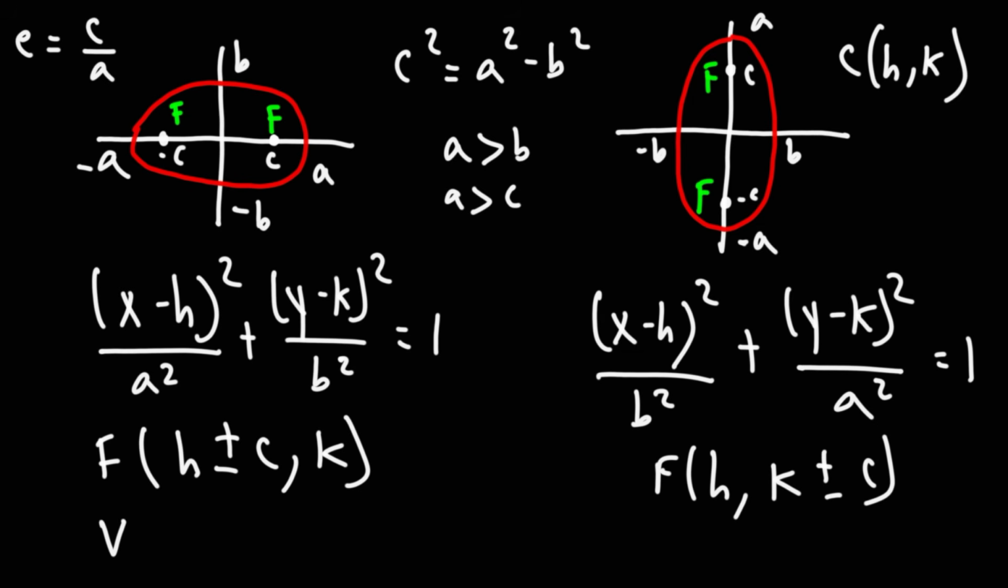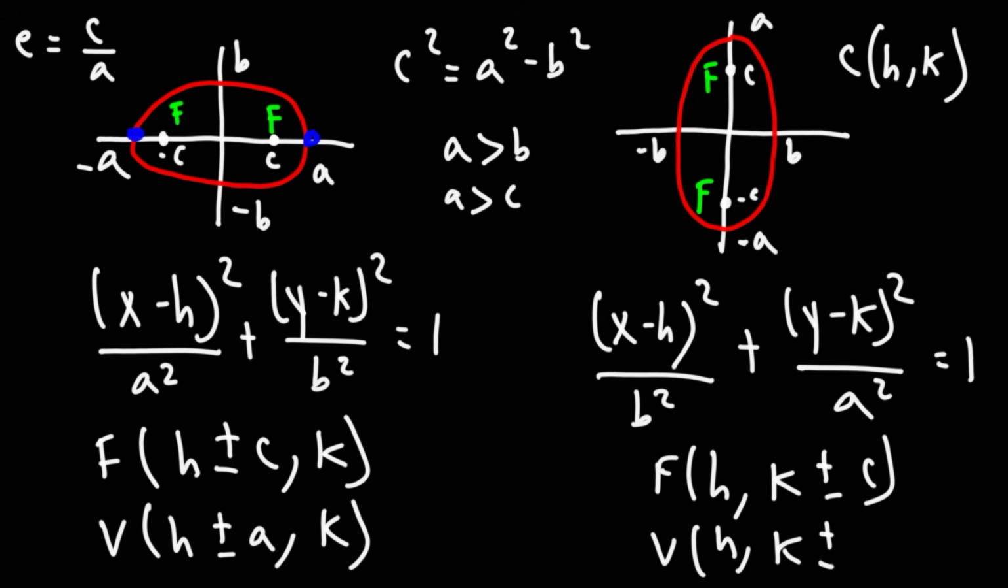Now, the major vertices is h plus or minus a comma k. That's these 2 vertices here. Those are the major vertices. On the right, it's going to be h comma k plus or minus a. So that is these 2 here.